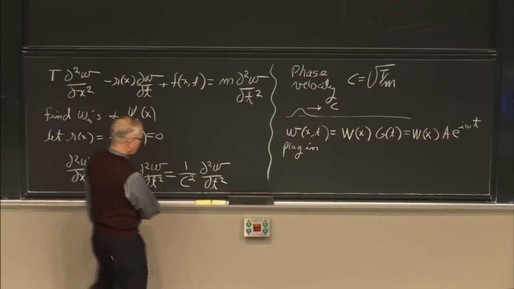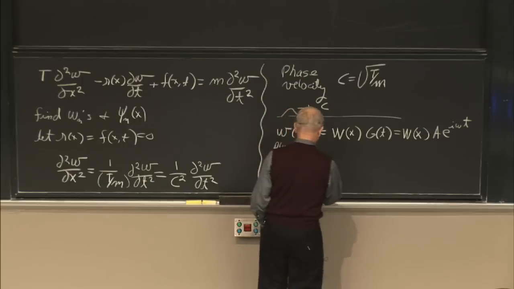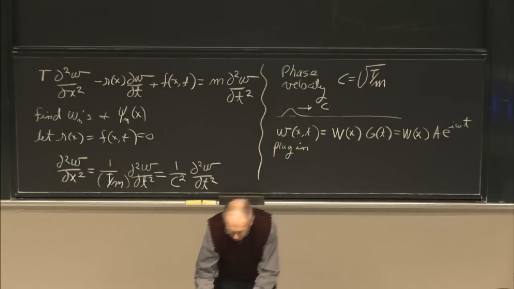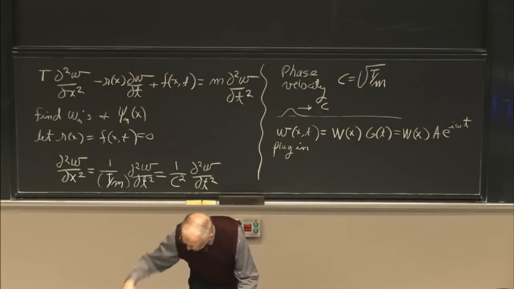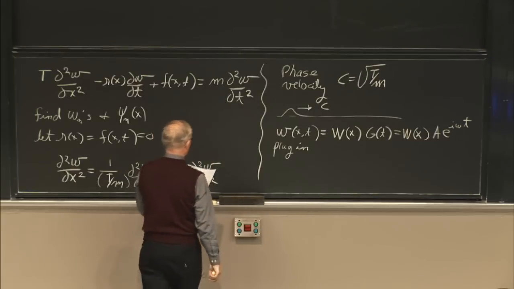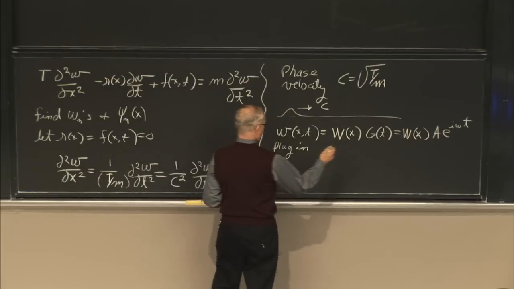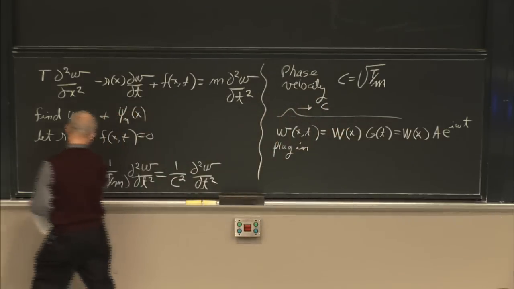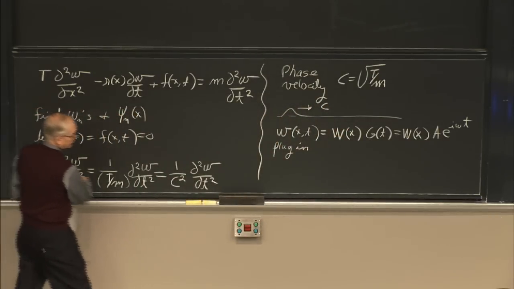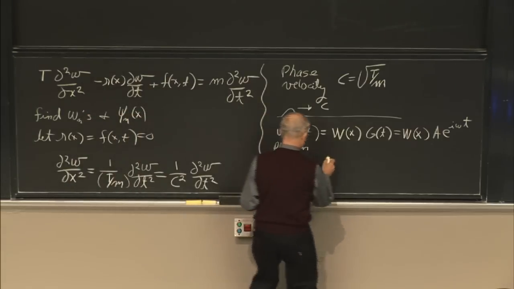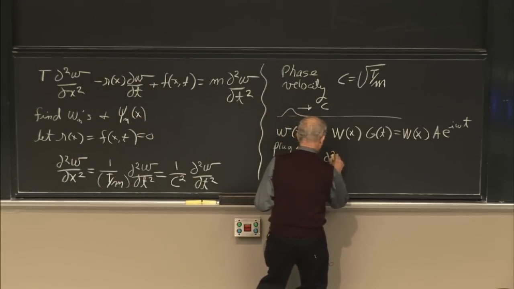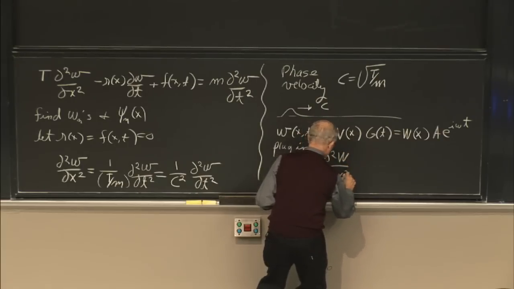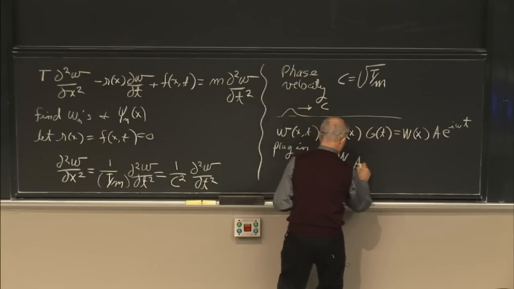So, make sure I write it consistently. So we plug this into the first term. It's two derivatives with respect to x. So this is just w double prime, and the time-dependent part just stays outside.